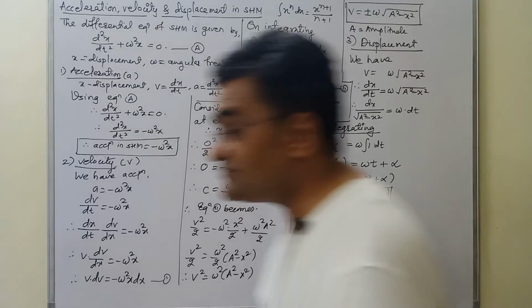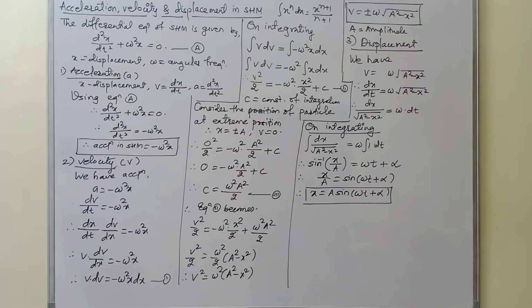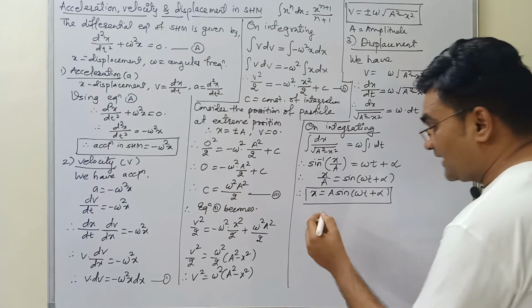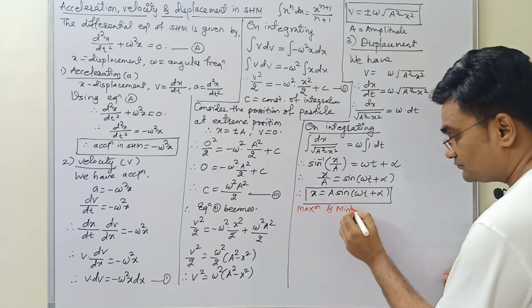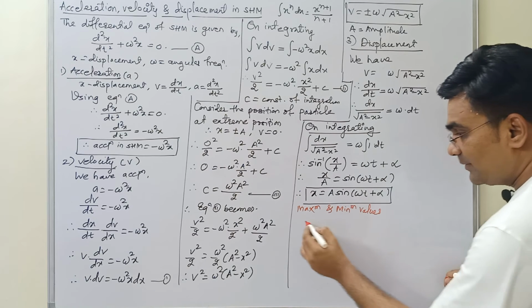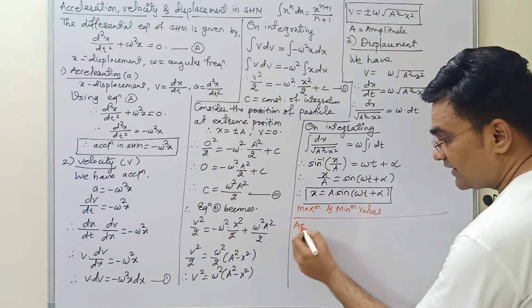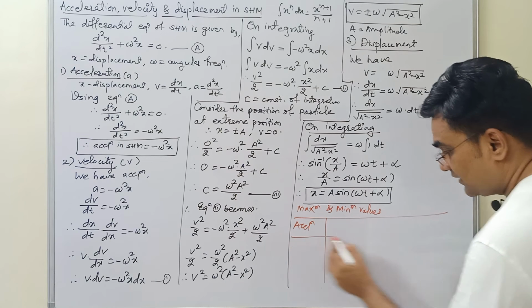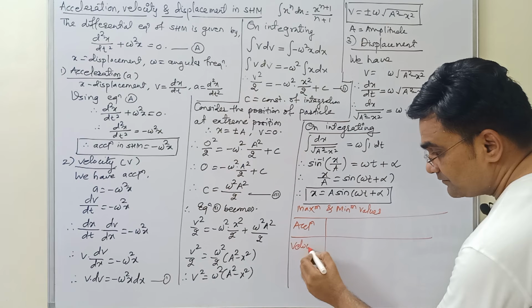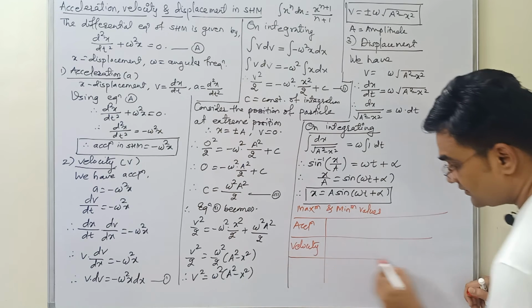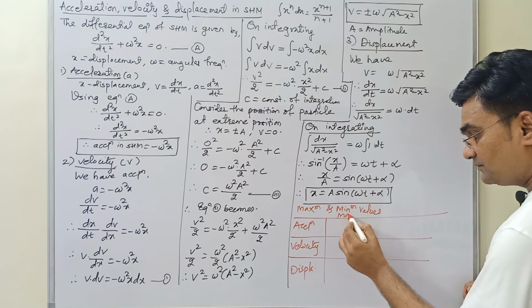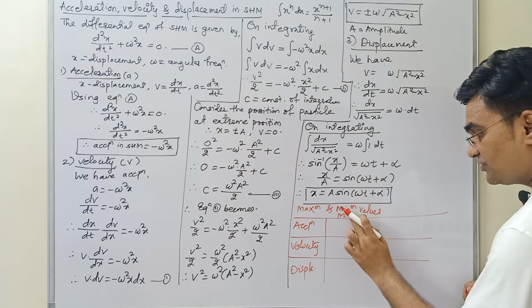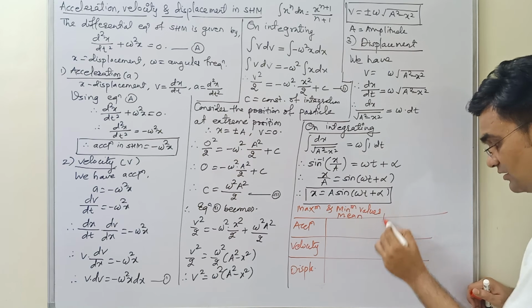Now there are some important cases using which one can find out the values of maximum and minimum of acceleration, velocity and displacement. I will make a small table. First I will write acceleration, then I will write velocity, and finally I am going to write displacement, at mean position and extreme position.